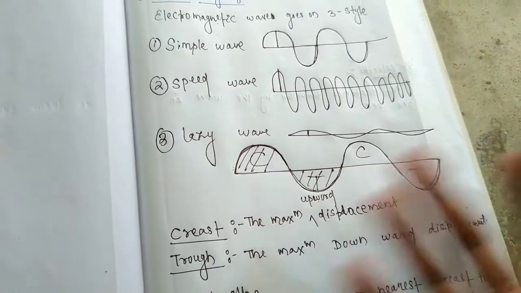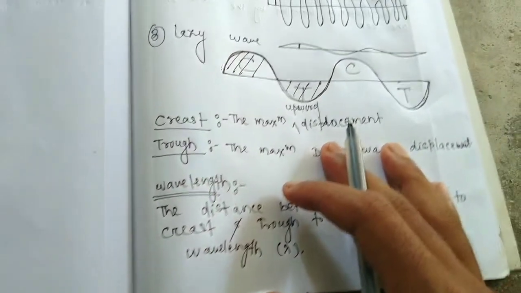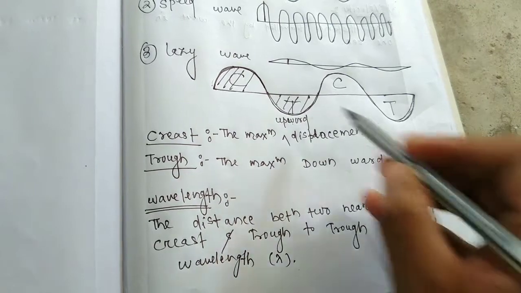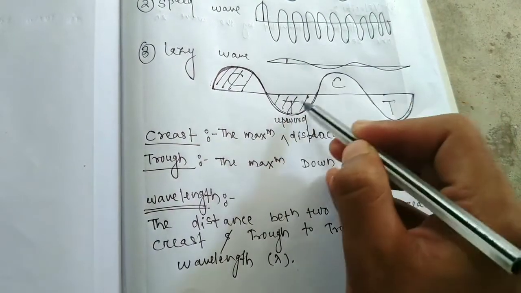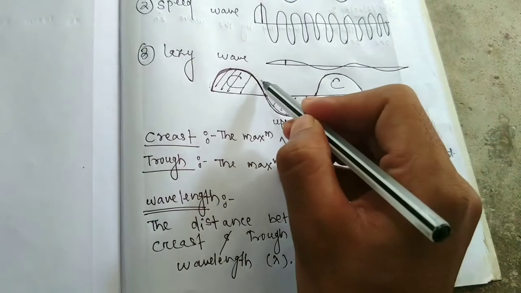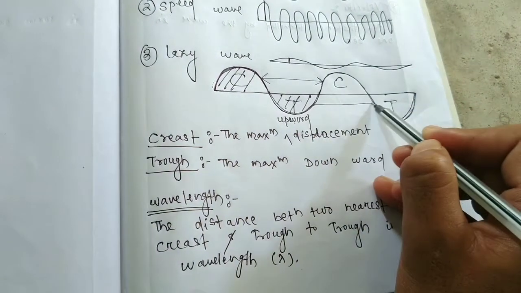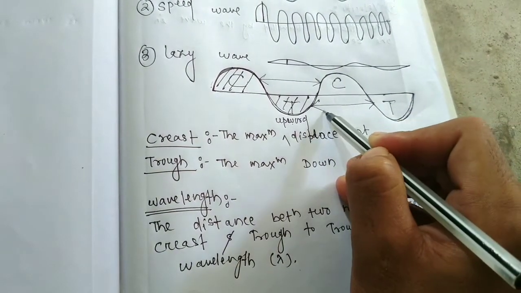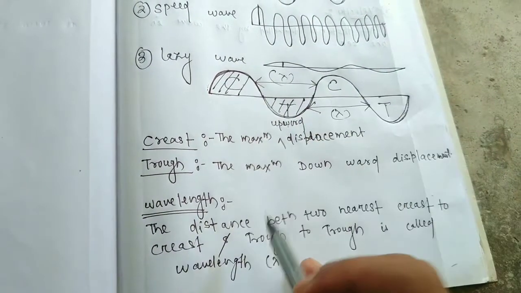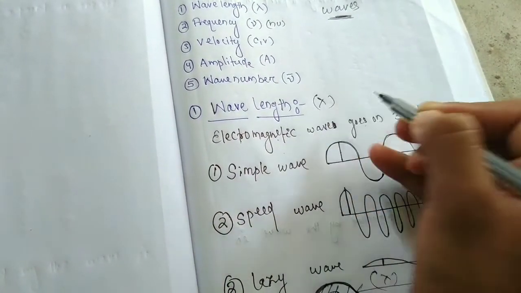So what is wavelength? What is the definition of wavelength? Students, the definition of wavelength is the distance between two nearest crests. Students, this is crest, this is trough. So the definition of wavelength is the distance between two nearest crests, or the distance between two nearest troughs. This is wavelength, represented by lambda.